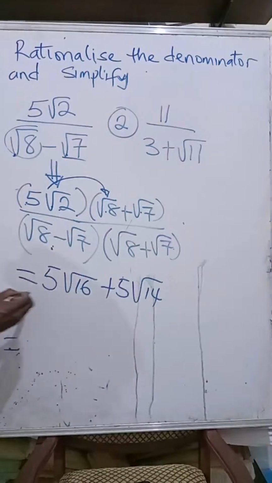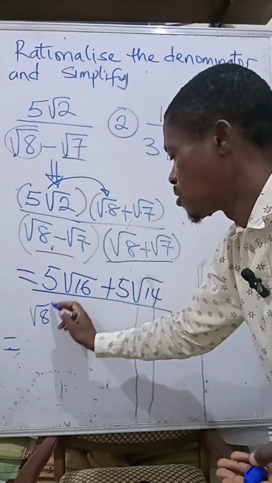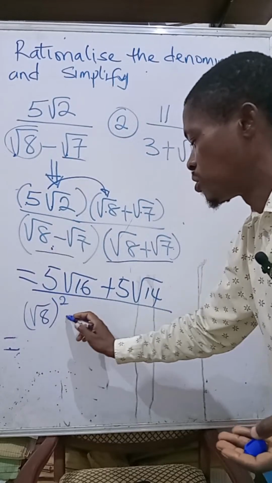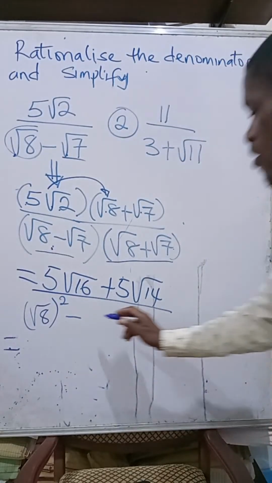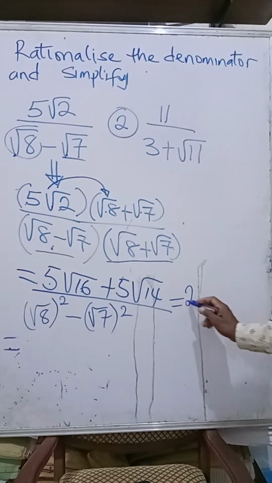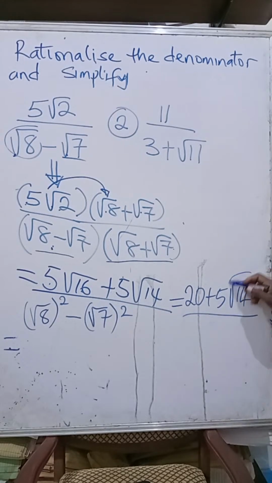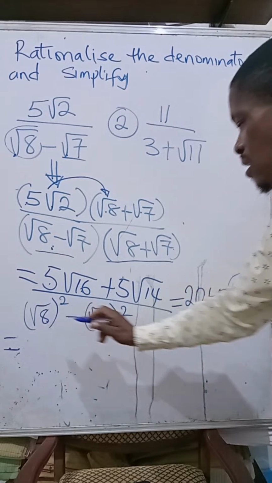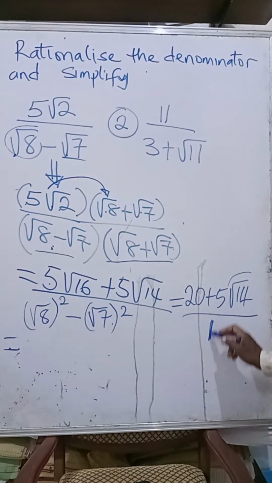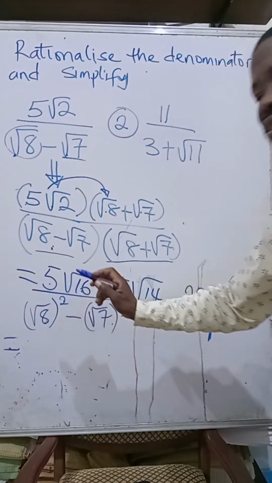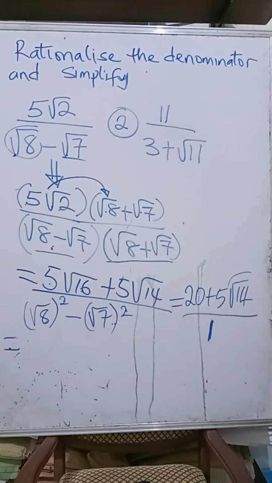This one, root 8, square that. Minus, then the second one, root 7, root 16 is 4. So 4 times 5, that's 20, plus 5 root 14. Root 14 doesn't have a perfect square root. The denominator will be 8 minus 7, and that's 1. Root 8 squared is 8, root 7 squared is 7.